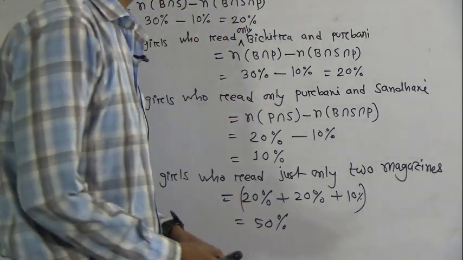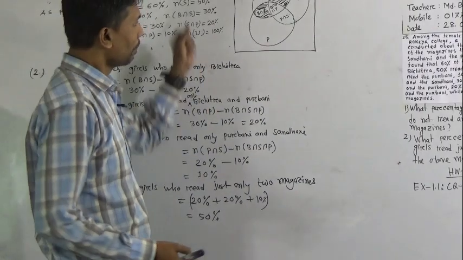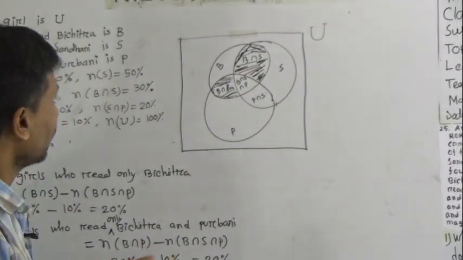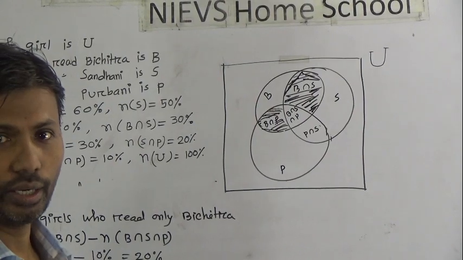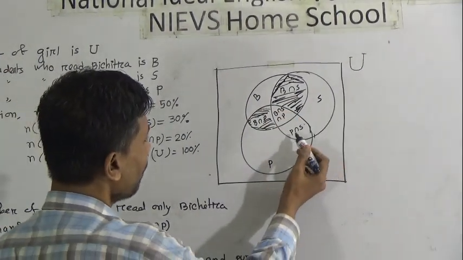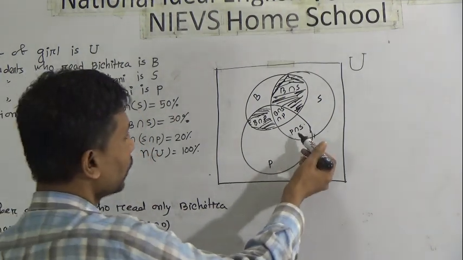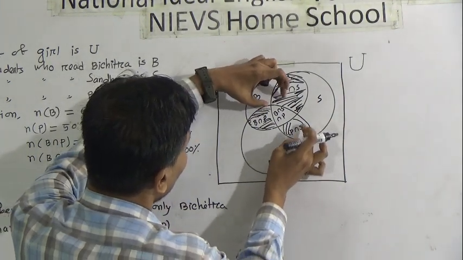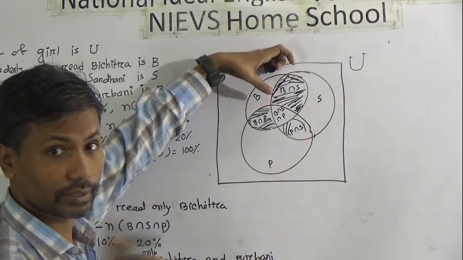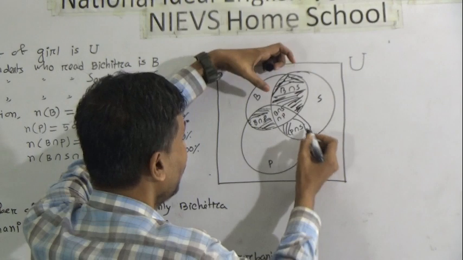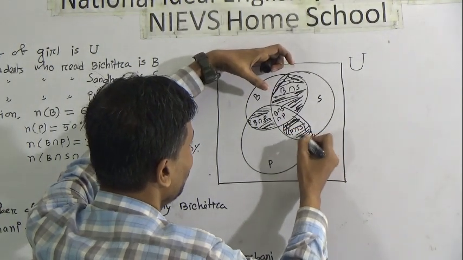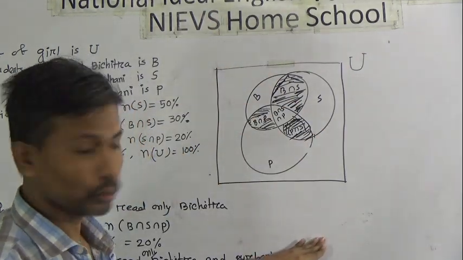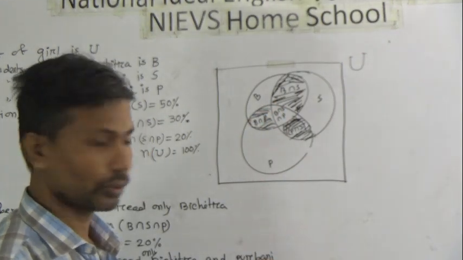Student, I hope you understood. Here remember, the Venn diagram is important. You have to understand the difference between reads and only reads. Look, Purbani and Shandani means this area. But you see clearly Purbani and Shandani also includes this, but we just read 2 magazines. That means this is the Purbani and Shandani. Remember, this figure holds for the solution of question number 2. Okay, student, I hope you understood.